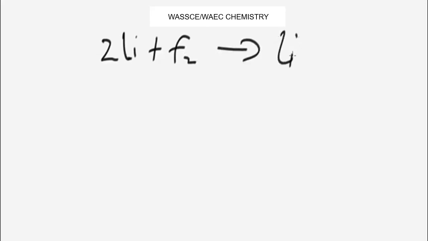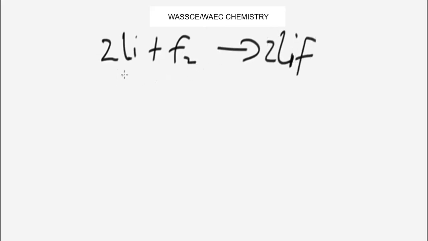Now note that in a chemical reaction, mass is always conserved. Mass is said to be conserved if there are the same number and types of atoms on each side of a reaction equation. Because of this, no mass is lost or gained. Now let's use this chemical equation to illustrate. Let's say we're given 2 atoms of lithium reacting with a fluorine molecule to give lithium fluoride.